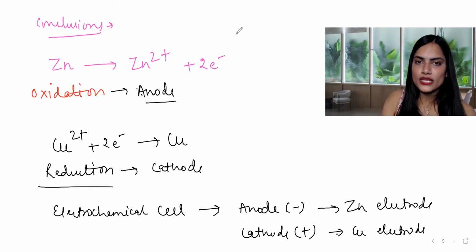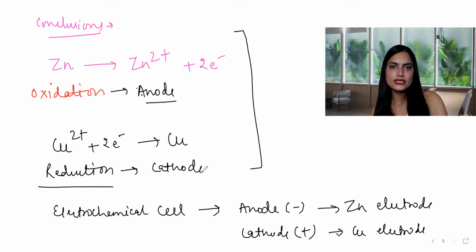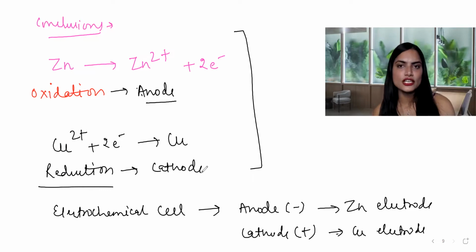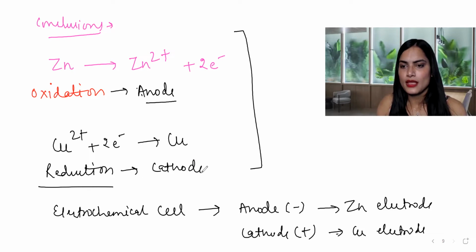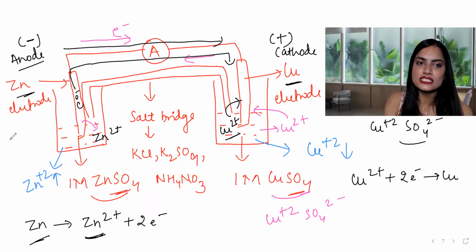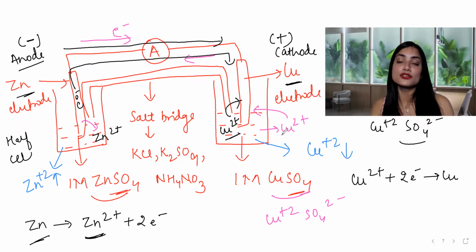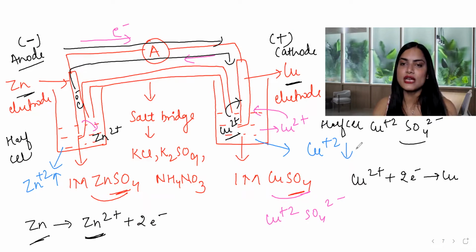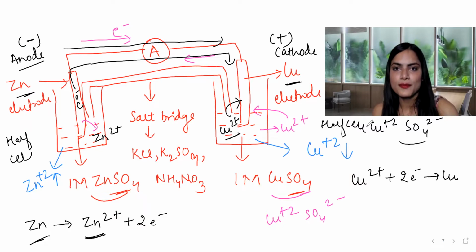So now we can write here. Also, one more important thing is that this zinc electrode, which is dipped in ZnSO4 solution, is a half cell. And the copper electrode dipped into copper sulfate solution is another half cell. Now these two are different half cells. Because oxidation is taking place on the zinc electrode, this cell is known as the oxidation half cell. And because reduction is taking place on the copper electrode, this cell is known as the reduction half cell.